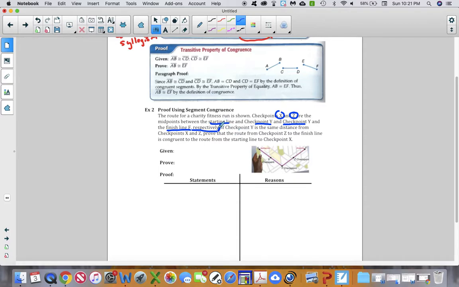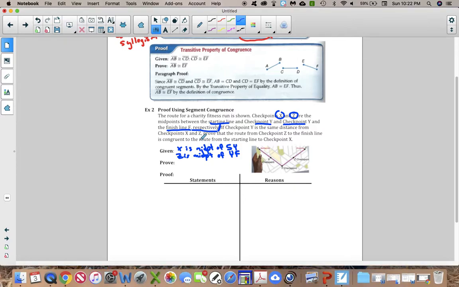We stopped here. I'm going to write that down. We're given, I'm just going to abbreviate and shorten some of this. X is the midpoint of, I'll call it the starting line. I think they label it as S. So X is the midpoint of SY. And Z is the midpoint of YF, because it's from Y to the finish line. Z is the middle from Y to the finish line. Okay, so that's stuff that we are given.